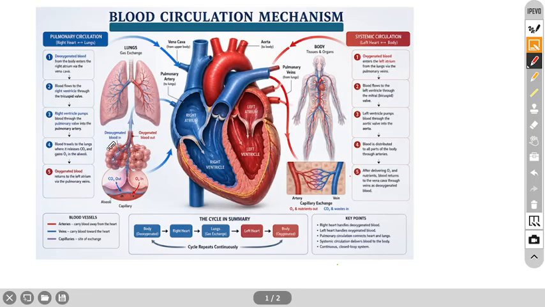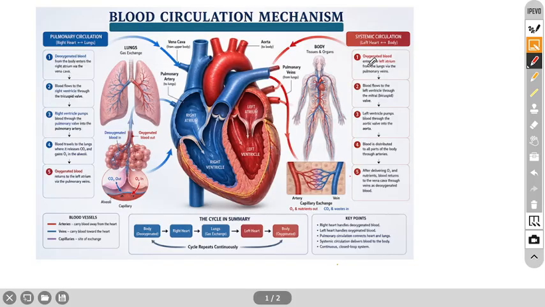Then blood travels to the lungs where it releases CO2 and gains O2 in the alveoli. Then oxygenated blood returns to the left atrium by the pulmonary vein. This is the pulmonary vein, carrying the oxygenated blood into the left atrium. Then systemic circulation starts in our body.